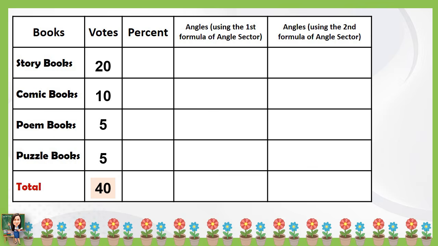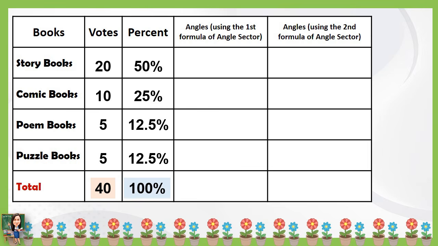To get the percent, 20 is a half of total votes. So that is 50%. Then 10 votes is just 1/4 of the total votes. And that is 25%. Then 5 votes out of 40 is 12.5%. Another 5 votes out of 40 is 12.5%. The total of percent is 100%. 50% plus 25% plus 12.5% plus another 12.5% equals 100%.